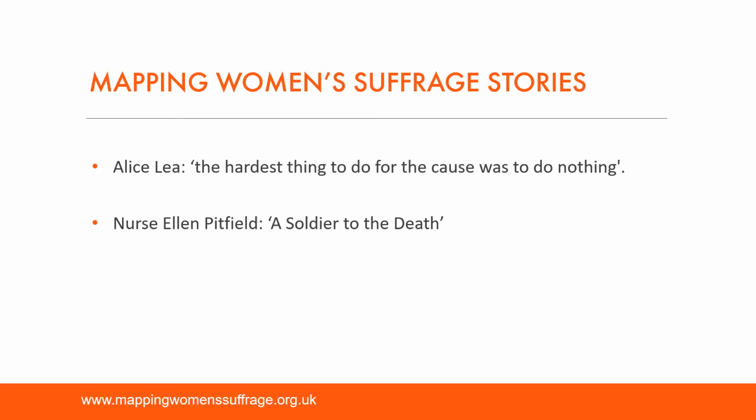So first, we have the suffrage story of Alice Lee, a completely new discovery of an ordinary yet extraordinary woman that emerged from our project work in the city of Coventry, which has since intersected with family research via our suffrage map. And secondly, Nurse Ellen Pitfield in London, a known suffrage campaigner, but one whose seldom told story we can tell now more fully through the map, having pulled together original materials and images from supporting organisations.